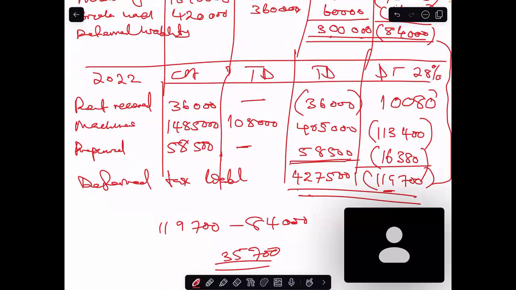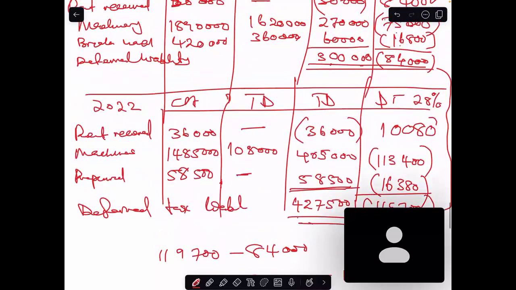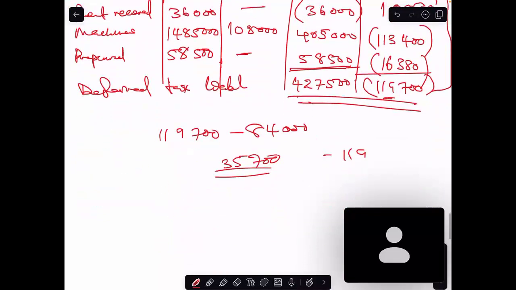Now, the question is, is it a deferred tax liability or a deferred tax asset? It's a liability. You moved from a negative number to a negative number. Or if you want to understand it better, just apply your common maths. Remember, the distance between point B and A is B minus A. Let's take this as our A. Then this is our point B.